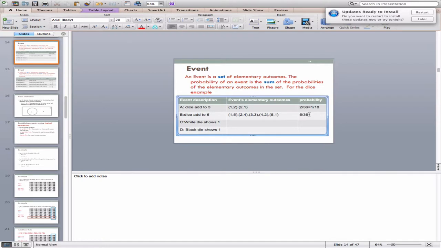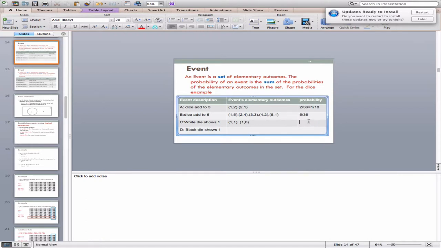So if we want to figure out the probability for an event, we need to list out all the elementary outcomes for this event. Then we can figure out the probability for this event. So for the white die, the event C is white die shows 1. How many possible elementary outcomes for this event? If we use the first number to denote the value for the white die, the white die is always 1, then the black die could be 1, 2, 3, 4, 5, 6. There are 6 possibilities. So it's 1, 1, up to 1, 6. So there are 6 elementary outcomes.